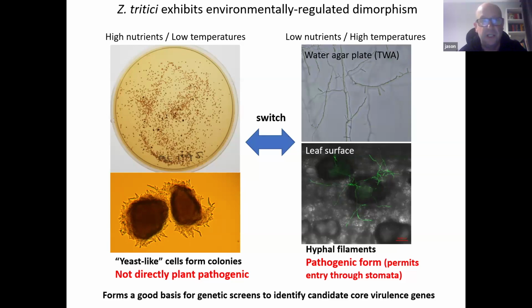And those yeast-like spores start to germinate hyphae, which enable the fungus to penetrate the stomata and begin the early phases of infection. So this is a very simple laboratory assay, which forms a very good basis for a genetic screen to identify core virulence genes. Basically, if your particular mutant of this fungus gets locked in the yeast-like state and cannot transition into the hyphal growth state, you've got a good chance that it's not going to be pathogenic on wheat. So you're getting into virulence genes.